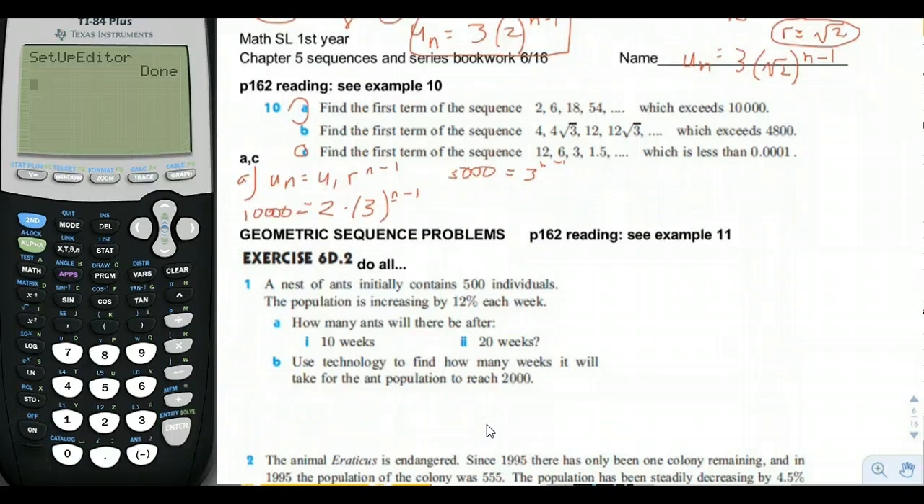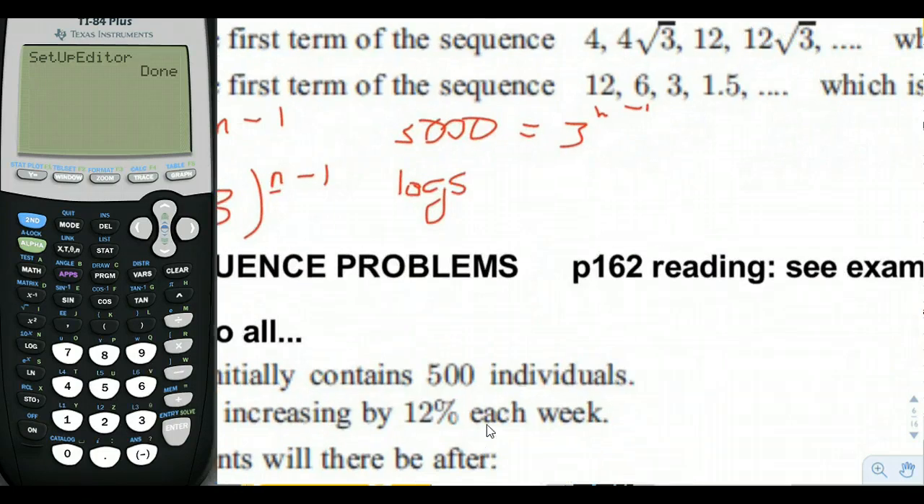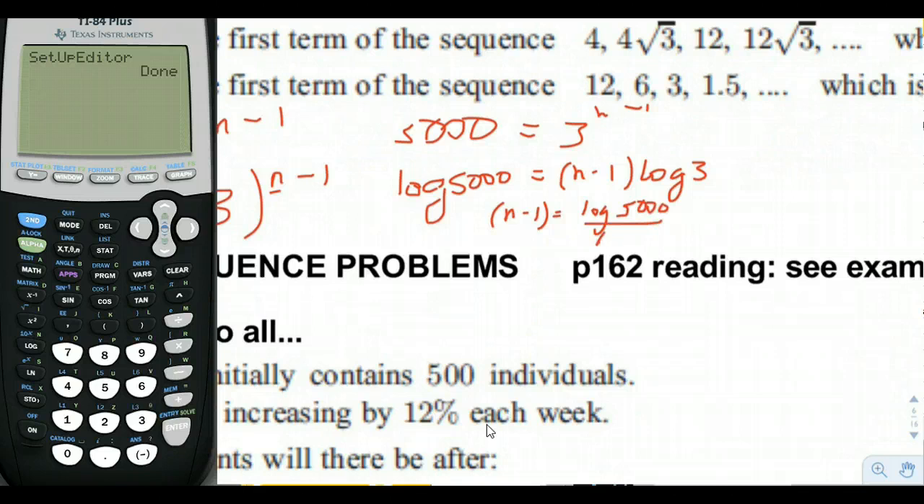So we end up simplifying. We get 5,000 equals 3 to the n minus 1. Now, how can we do this without doing a bunch of multiplications by 3? Well, you remember logs, right? If we use logs, we can figure this out. So we could do log of 5,000 is equal to n minus 1 times log of 3. Remember that rule of logs? And so n minus 1 is actually equal to log of 5,000 divided by log of 3.